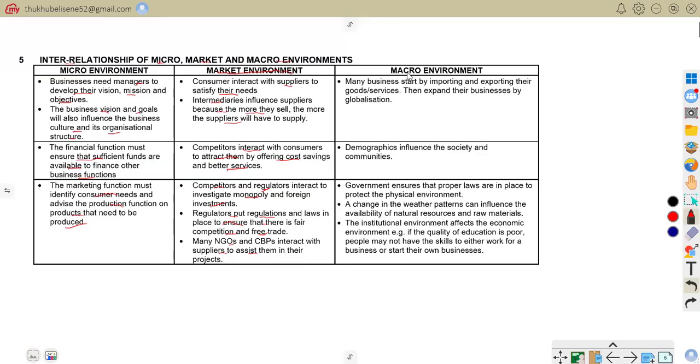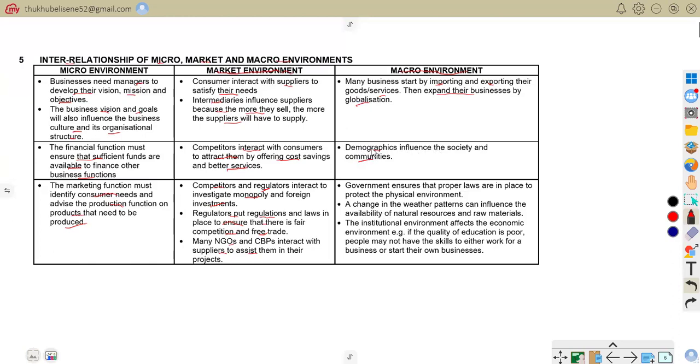Now we come to macro environment. Many businesses start by importing and exporting their goods or services, then expand their businesses by globalization. So globalization allows business to trade worldwide. Demographics influence the society and communities.